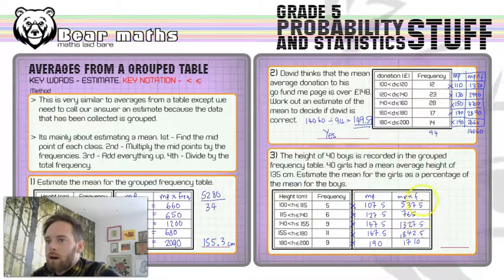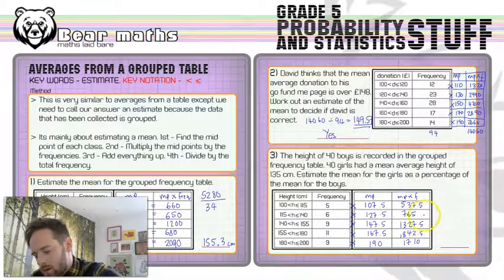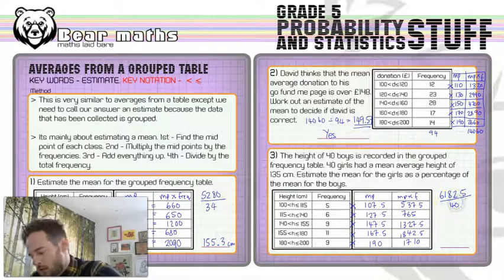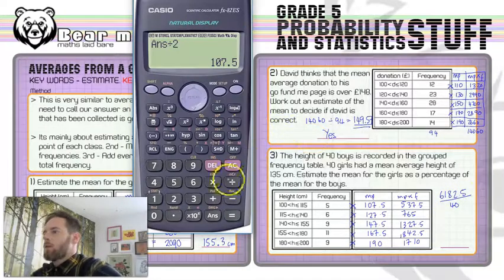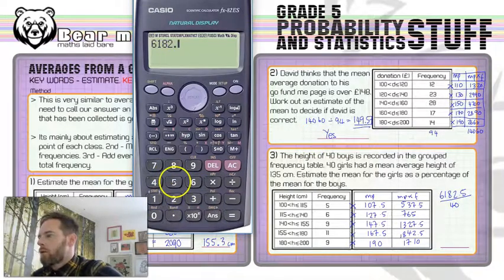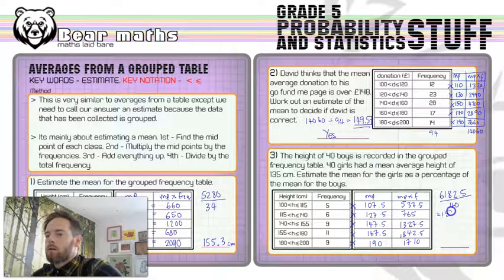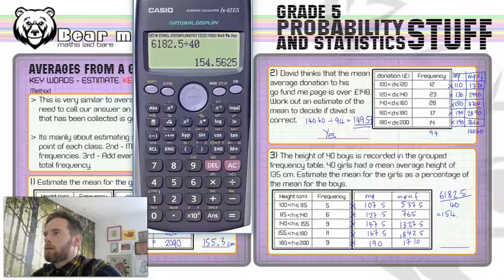Right, adding all of that up, the heights again, aren't they? So that's 6182.5. Then we need to divide by the total number of boys there are, so that's 40. Alright, so I haven't done that calculation, so let's work out what that is. 6182.5 divided by 40 gives us 154.6, sorry, it's 154.5625.